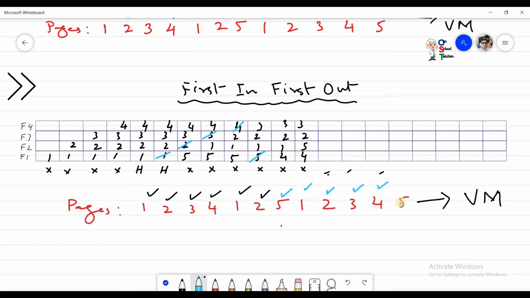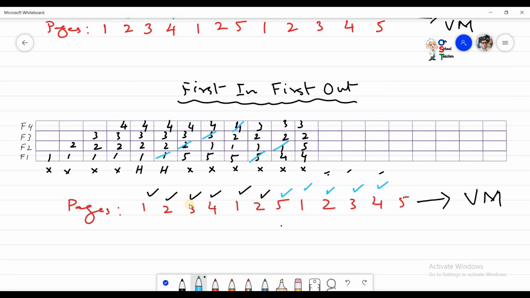After this, page number 5 is required. Frame number 2 in this situation has the oldest page, which came first. It will be replaced with page number 5. So now the whole program has been executed. All pages have been called from the virtual memory.